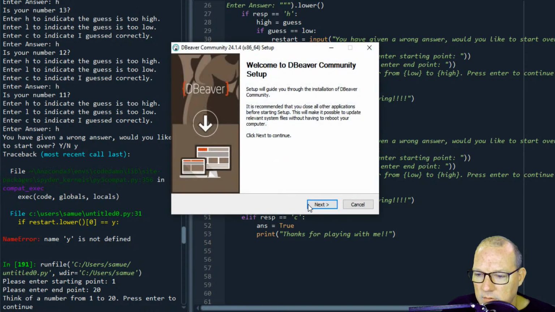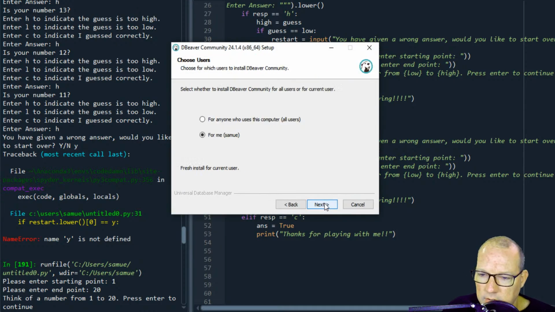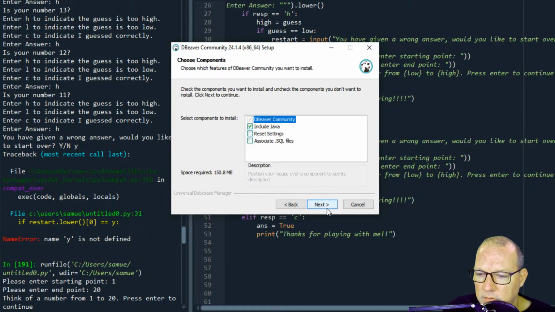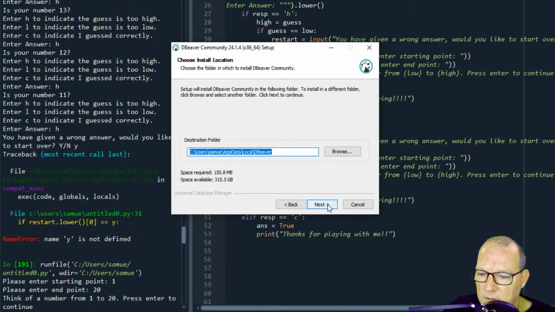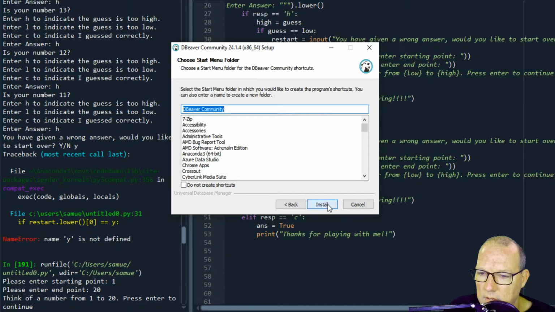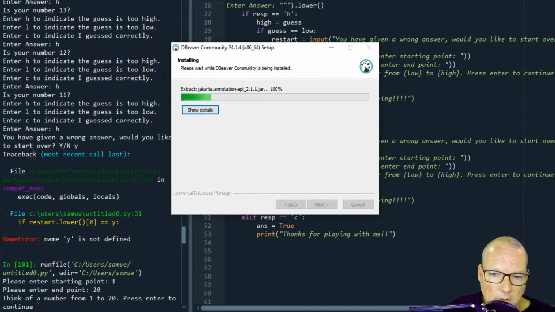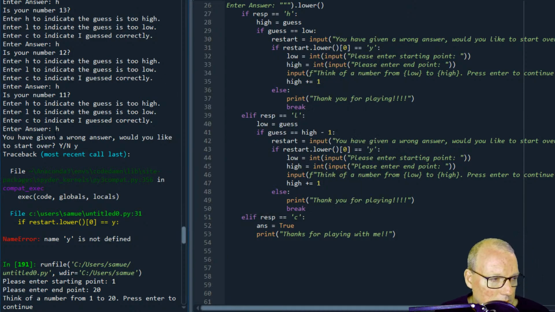All right, I got DBeaver opening. Yep, here comes DBeaver. Next. I agree. Yeah, just for me, include Java associated files, reset settings. Why not? Okay, so there we go. Because I got spoiled using DBeaver at work, and I like it a lot. Has a lot of functionality.